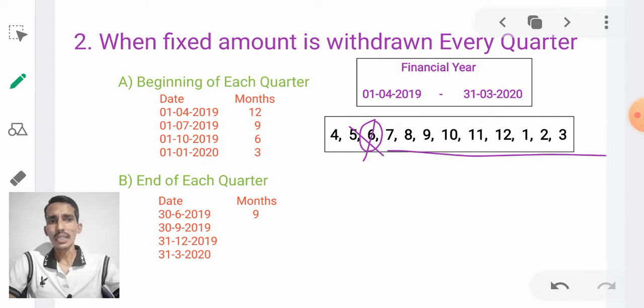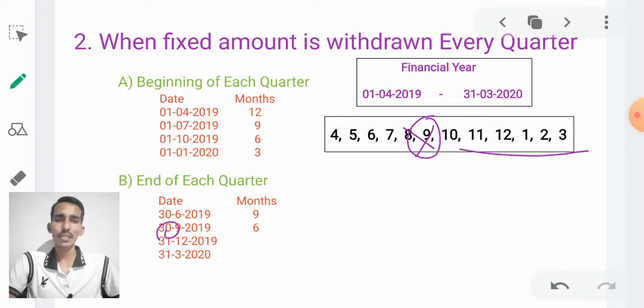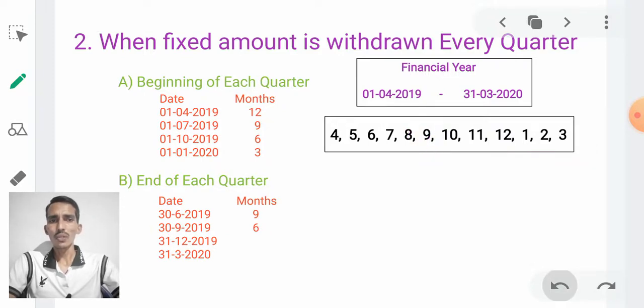Like that only, the second withdrawal is in the 9th month. In the 9th month it becomes 6 months, because if he withdraws in the 9th month, then we leave this month because he has withdrawn at the end of the month. Therefore, we leave this month and calculate the remaining months. Just the same. If you are getting confused, then you have to follow that format only, right?